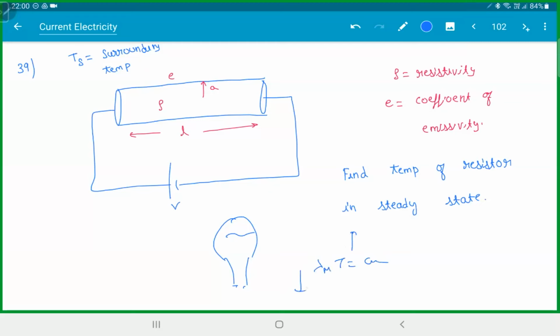I hope you guys remember this thing. Wien's displacement law. So as the temperature rises, you start producing lower wavelengths. So the first wavelength you'll see is red.